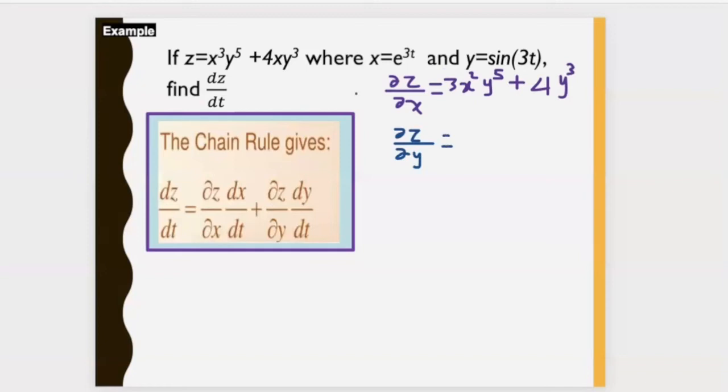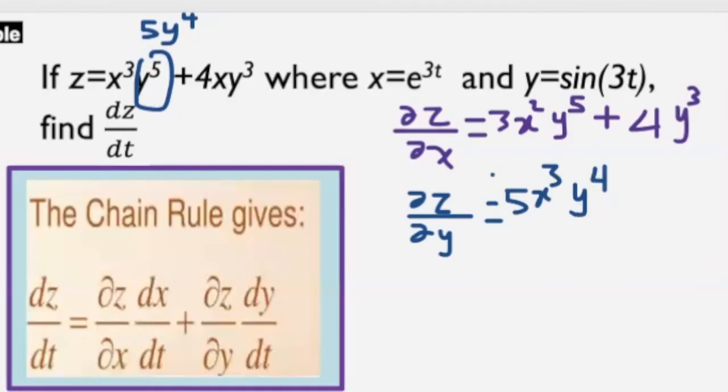So it means I treat x as a constant. So differentiate y to the 5th. I will get 5y to the 4th. But I like to write my number in front, so it's going to be 5x cubed y to the 4th.